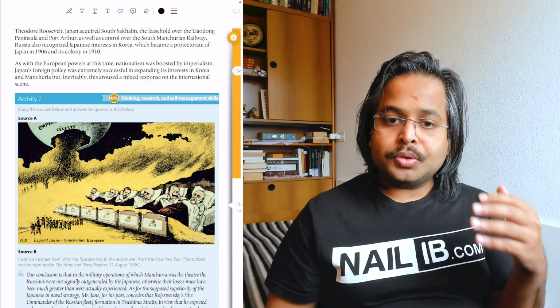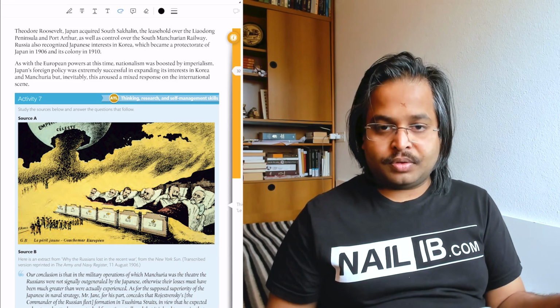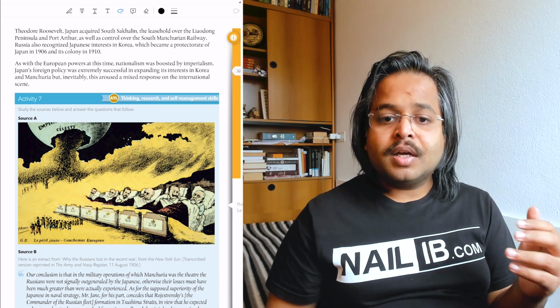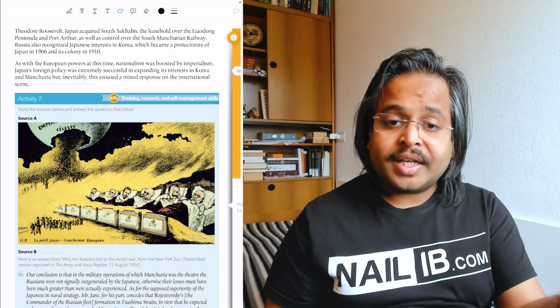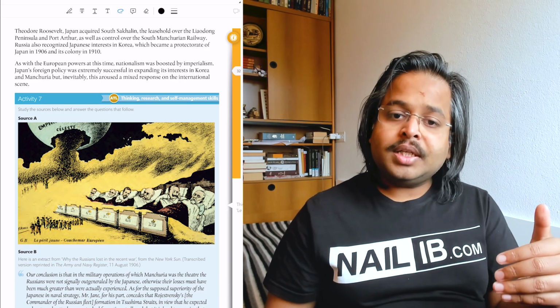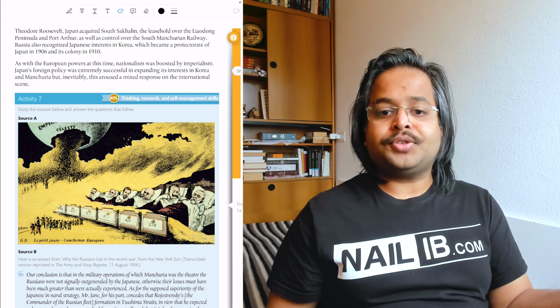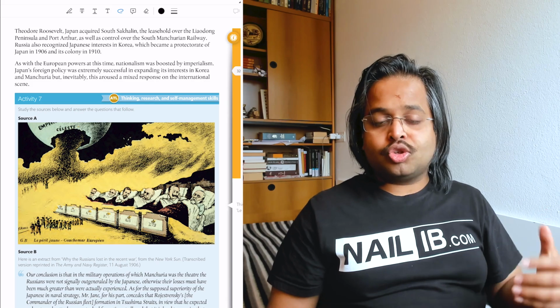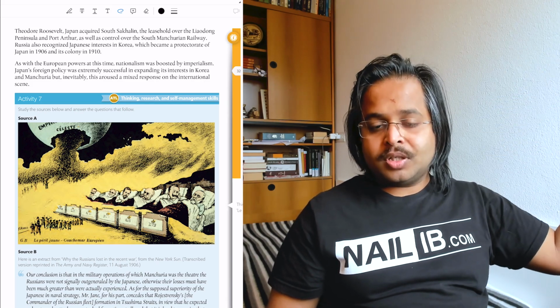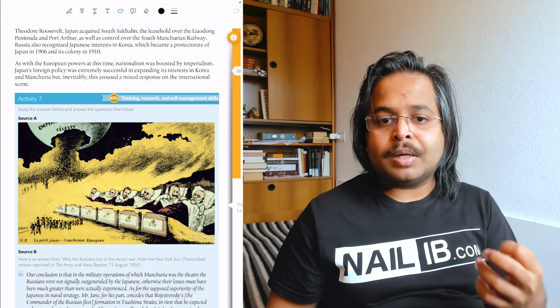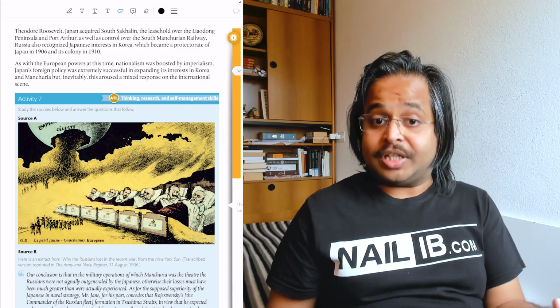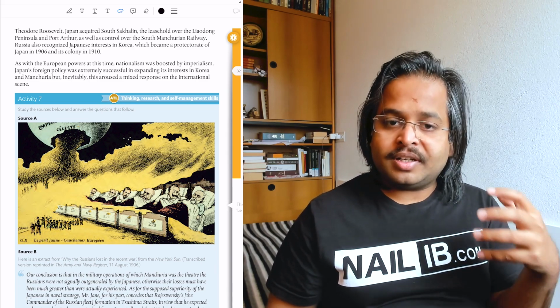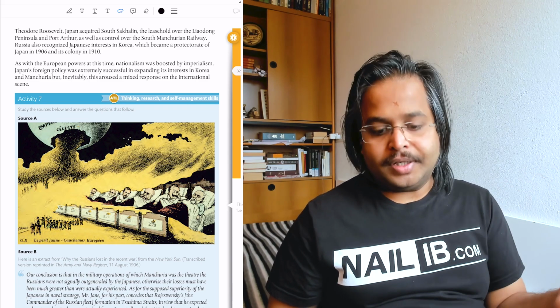A protectorate, you cannot demand certain things out of it. The pretense is that you're protecting them for their interests. A colony is a full-on exploitation. You're very clear that they are supposed to provide for you. So you get provided in your own metropolis, and Korea initially becomes a protectorate. That means they are being protected, but later on it eventually ends up being a colony.